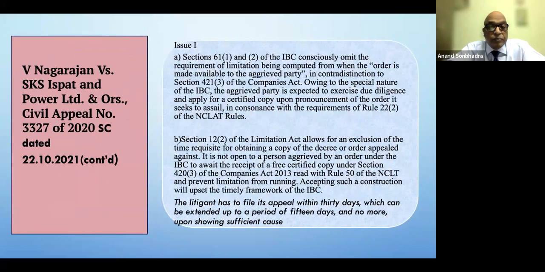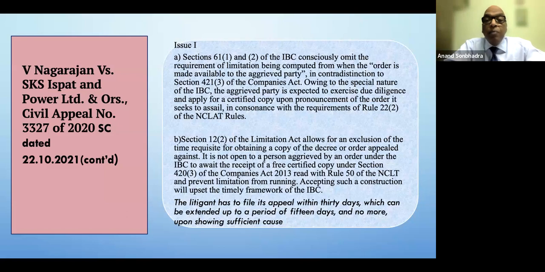Issue one. I have listed down some detailed observations and interpretation. It may not be very clear for everybody to read, I hope people can read, but anyway. Issue one, what the order says is that Section 61(1) and (2) of the IBC consciously omit the requirement of limitation being computed from when the order is made available to the aggrieved party, in contradiction to Section 421 of the Companies Act.